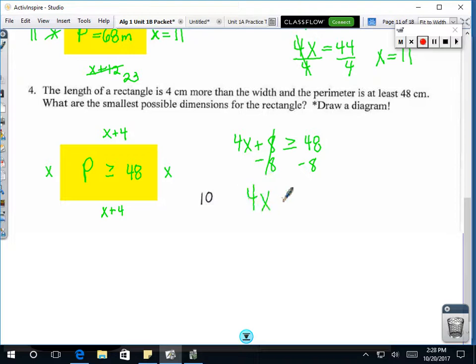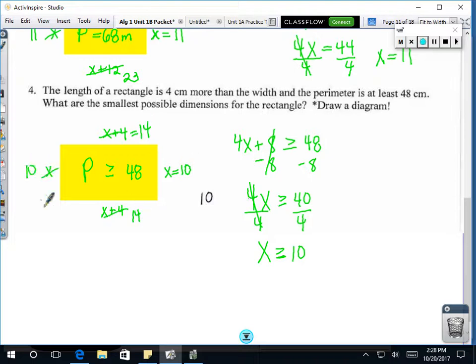And so 4x is greater than or equal to 40, and now you divide by 4. So x is greater than or equal to 10. Since there's an equal to, we can use 10. So the width is 10, which would make the length 14. And so this would be 14, and this would be 10.